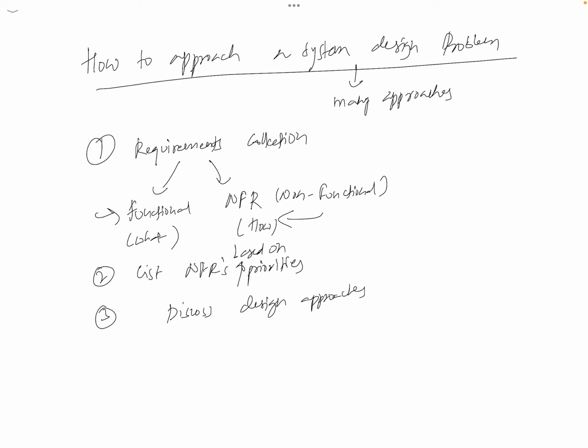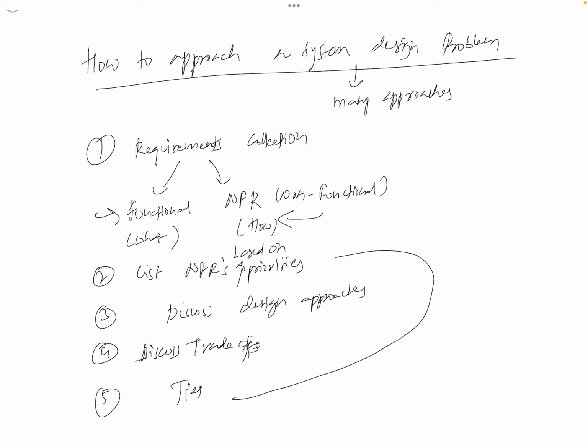Now once we discuss the various design approaches, definitely each approach will have its trade-offs. So we need to discuss the trade-offs of each design approach, and chances are there could be some ties between the design approaches, and for resolving those ties we can use the list of NFRs defined based on the priorities in step number 2 to break those ties.